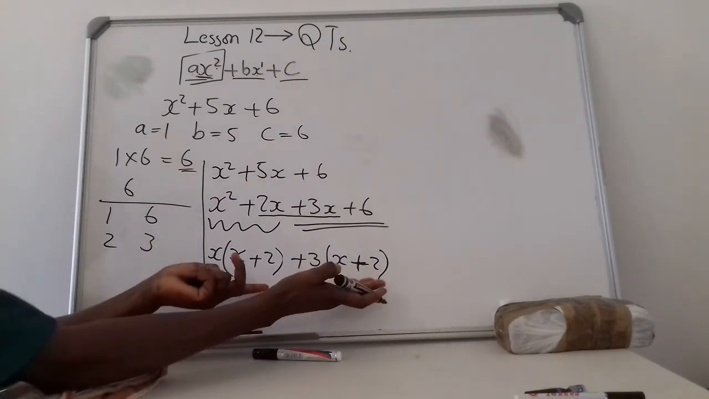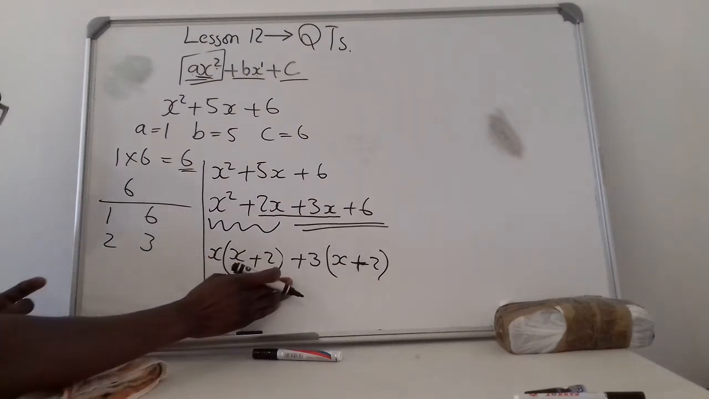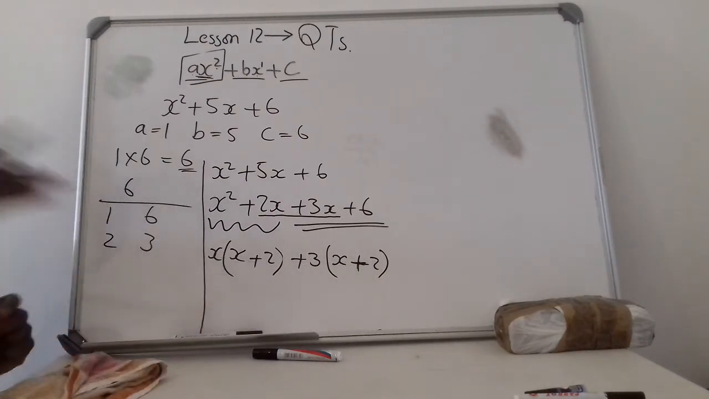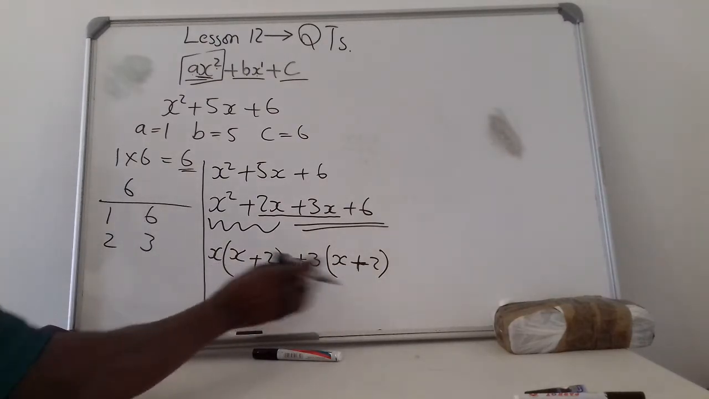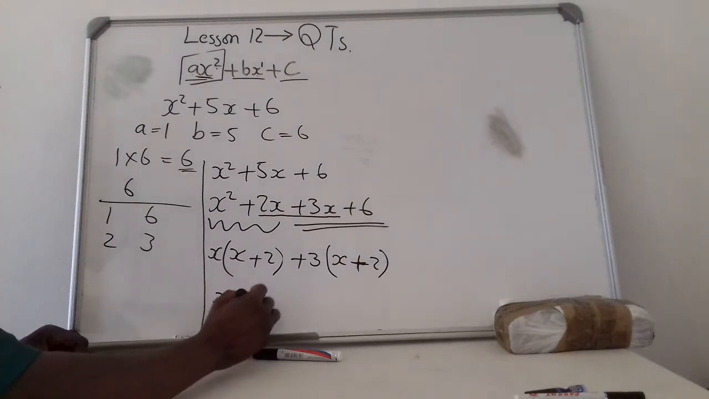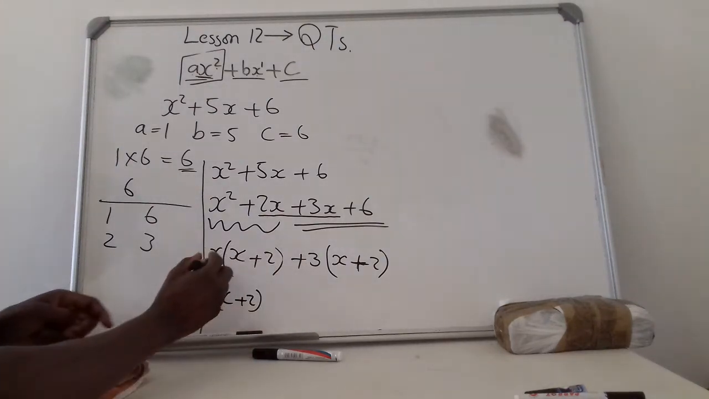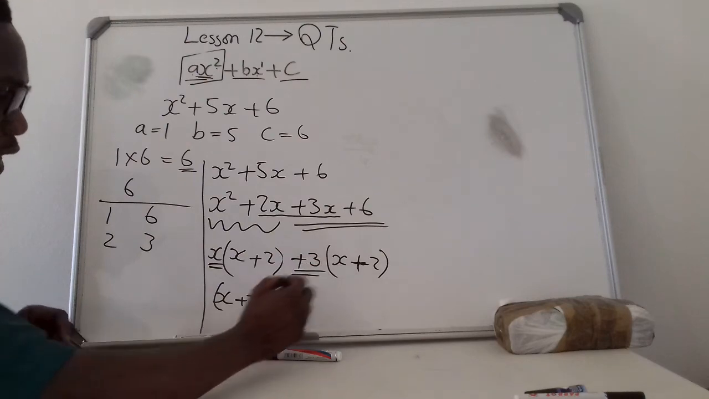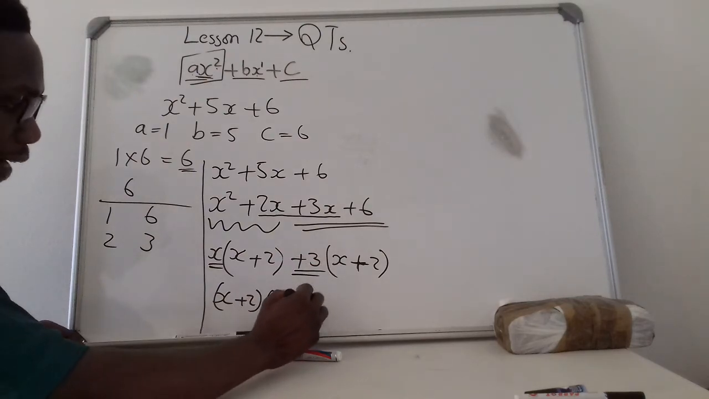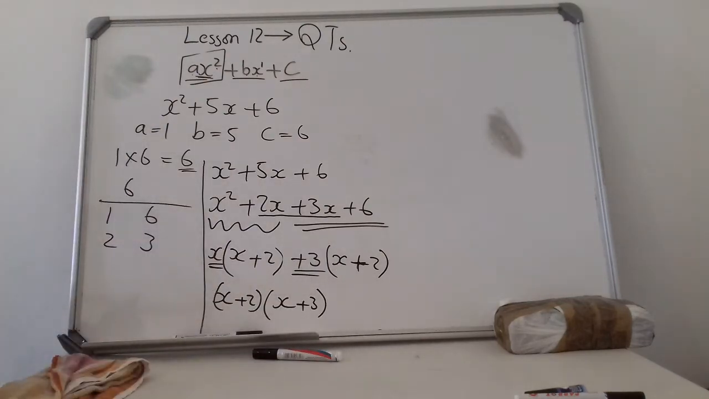If you look at the brackets, they have the same information. So now you have two terms, and they have a common factor. You remove the common factor, which is x plus 2, and then what is outside the brackets, you just put in one bracket, and voila. If you remove the brackets, you're going to end up with something like this.